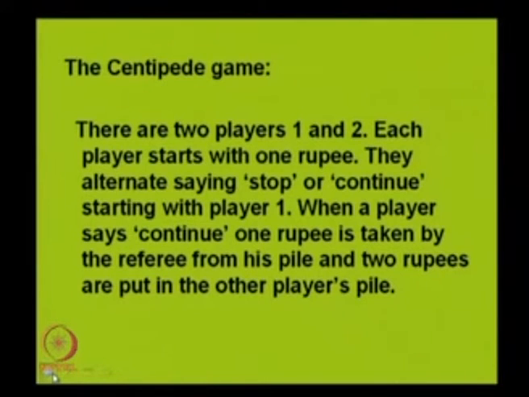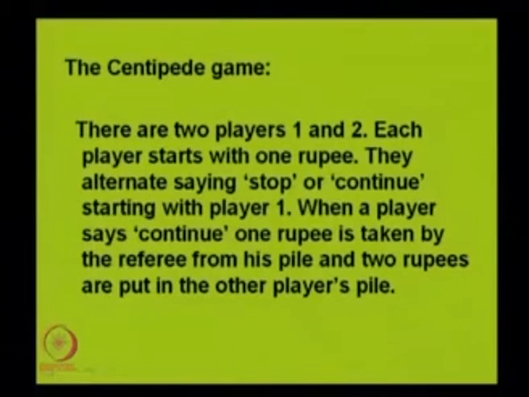When a player says continue, 1 rupee is taken away by the referee from his pile and 2 rupees are put in the other player's pile. So, in the first stage, if player 1 says continue, then the 1 rupee he started with will be taken away from him. He will be left with 0 rupees, and the second player will be given 2 rupees. So, the second player will have in all 3 rupees in the second stage.